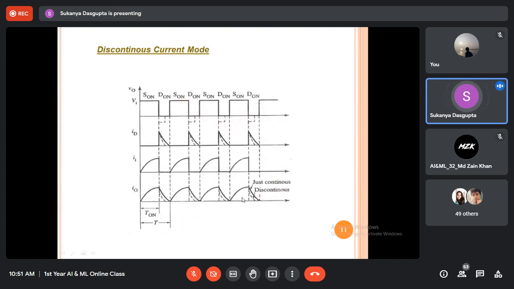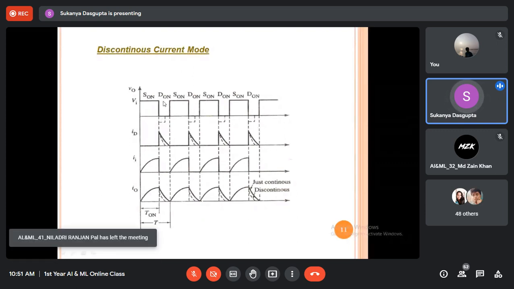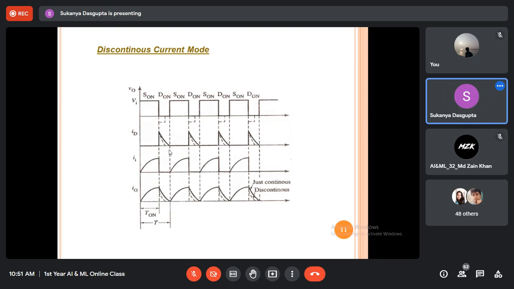Similarly, for discontinuous current conduction mode, we'll get this type of waveforms from the buck converter. That means whenever the switch is on, we'll get this portion of the output current during the on-time period, and whenever the switch is off, definitely the diode must be conducting, which is nothing but a freewheeling diode through which the energy stored within the inductor will be passing.